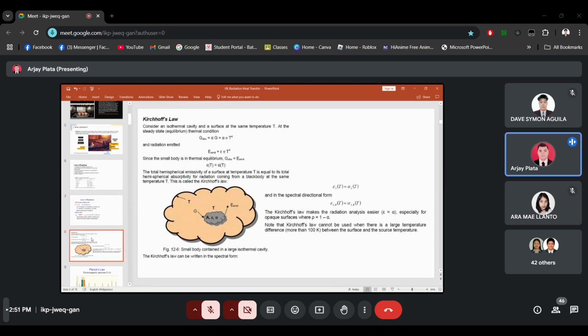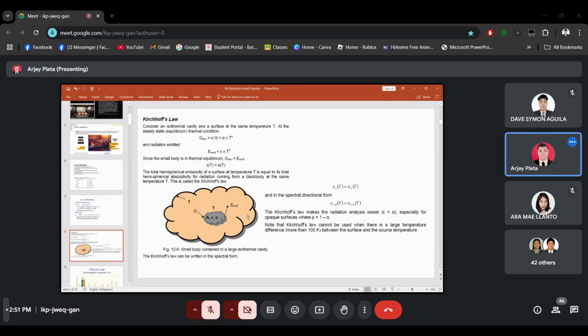Kirchhoff's law. So consider an isothermal cavity and a surface at the same temperature T at steady state equilibrium thermal condition. Kirchhoff's law states that the total hemispherical emissivity of a surface at temperature T is equal to its hemispherical absorptivity for radiation coming from a black body at the same temperature.